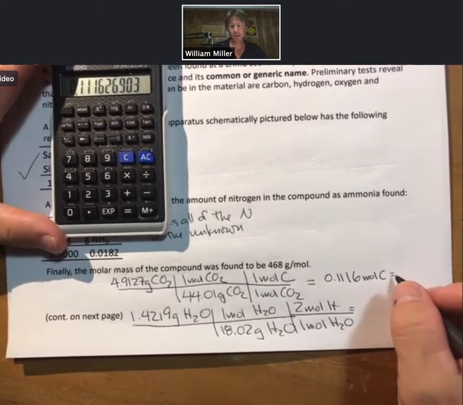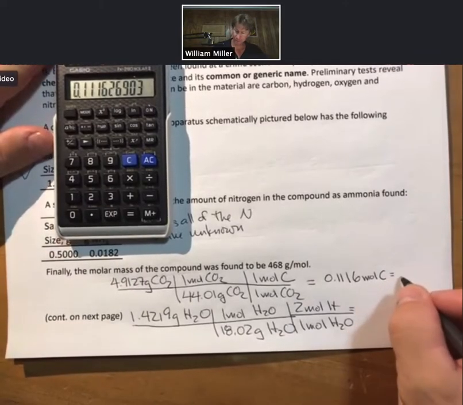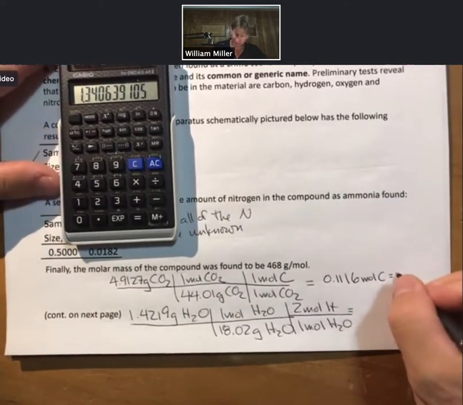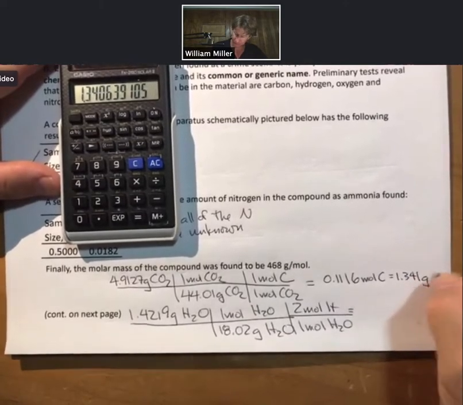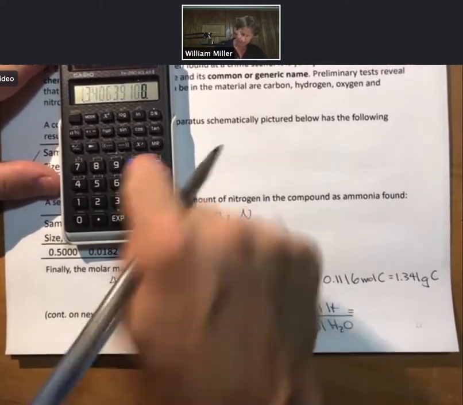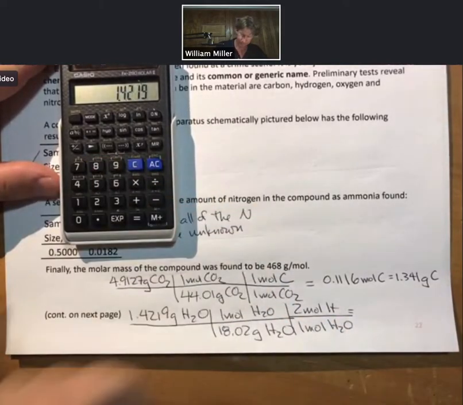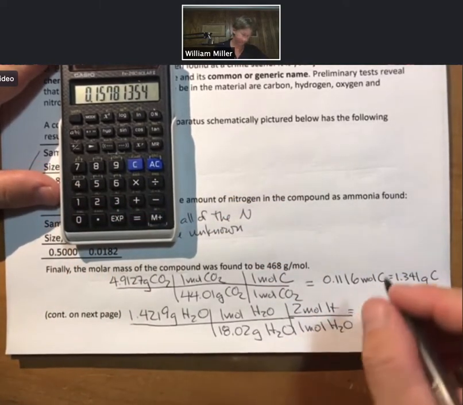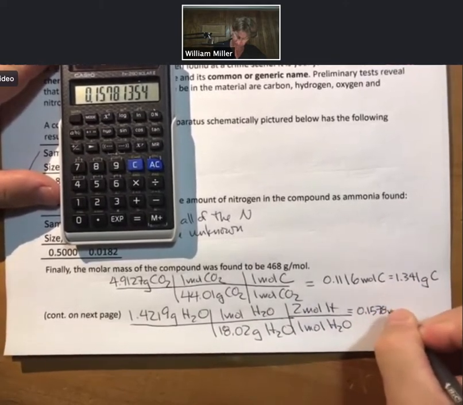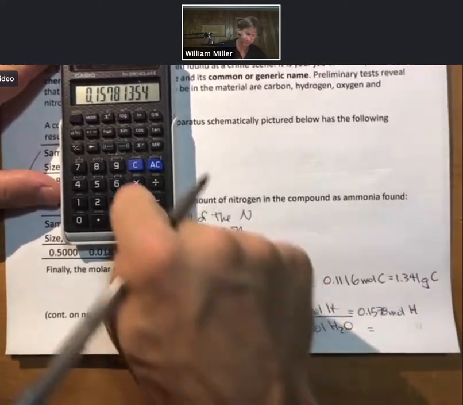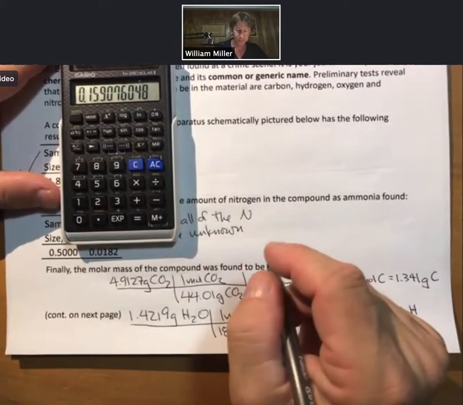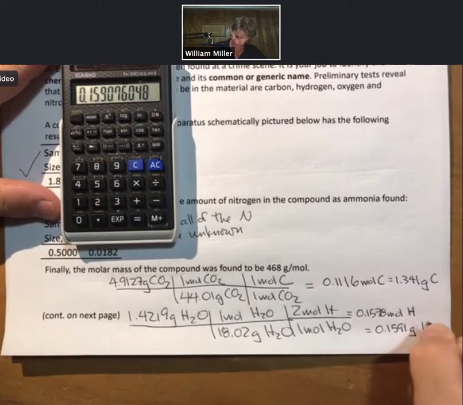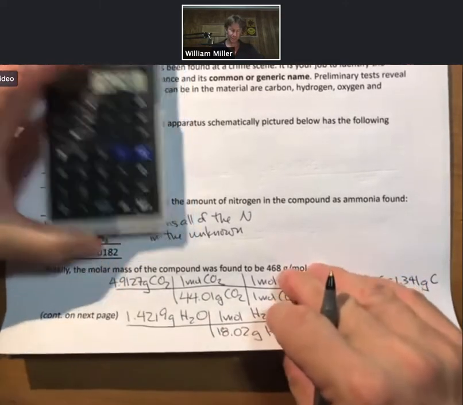And moles of carbon to grams of carbon, something we're going to be very familiar with. Multiply this number times 12.01, and I get 1.3406, 1.341 grams of carbon. Similarly, moles of hydrogen, multiply, 0.1591 grams hydrogen. All right, so that's what we got so far.